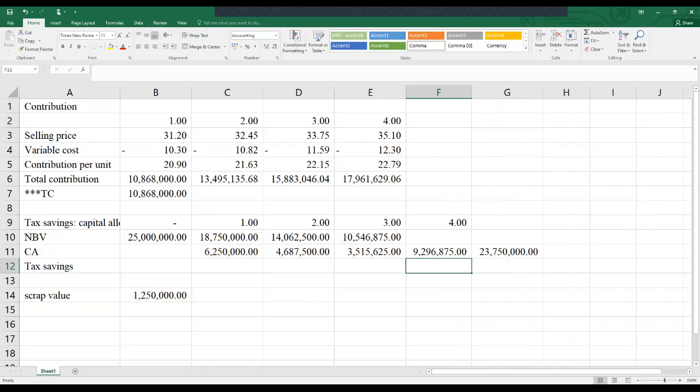Therefore, you claim 29,296,000 in year 4, the balance that is. Total amount you can claim, 23,750, minus the total sum of the amount you have claimed so far from year 1 all the way to year 3.